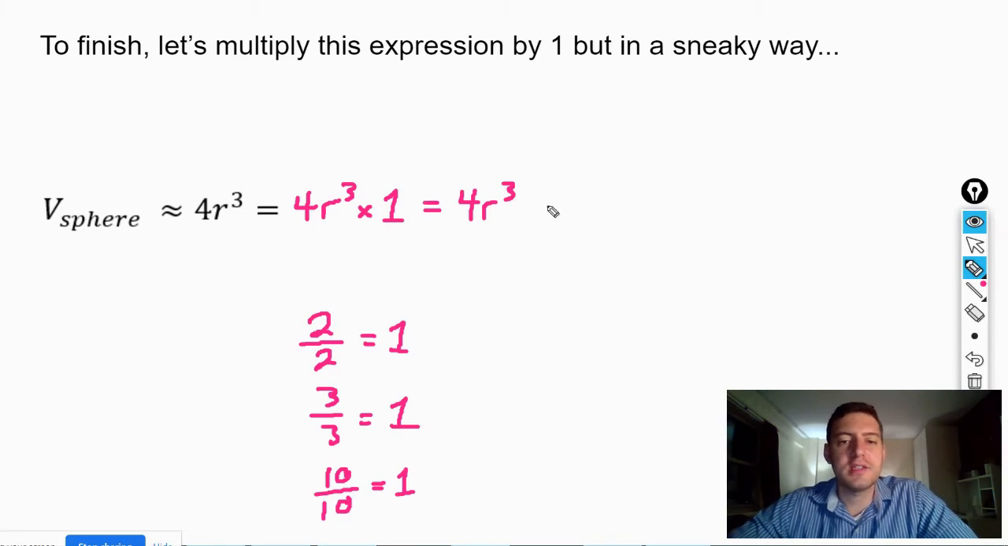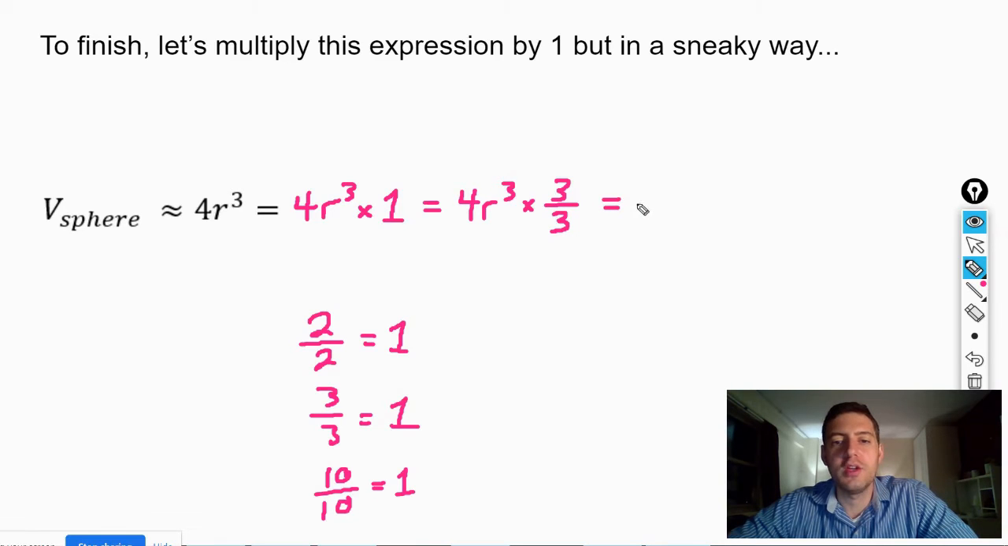So we can choose any number and put it over itself. I'm going to choose 3 here. So I'm going to write 1 as 3 over 3. Okay? So hopefully you'll agree that this is equivalent to this, which is also equivalent to this. So this is equivalent to this. They both have the same value, even though we wrote it a little bit differently, so it looks different.